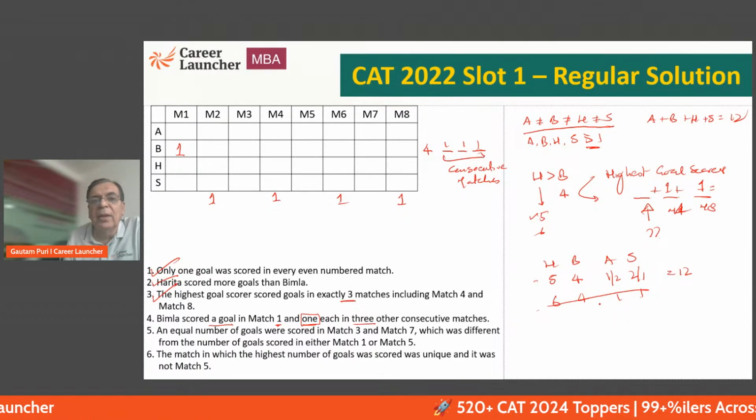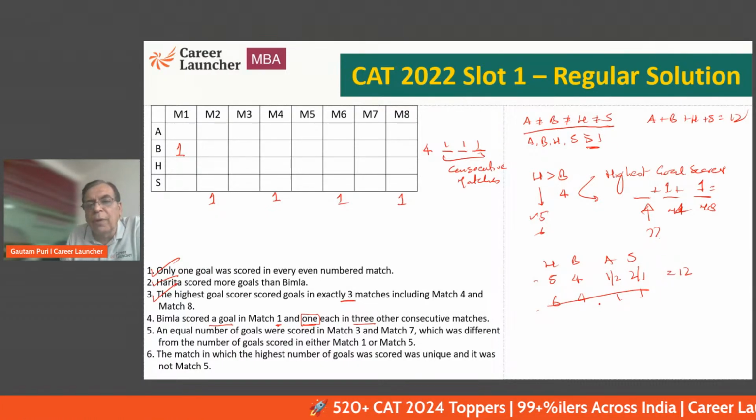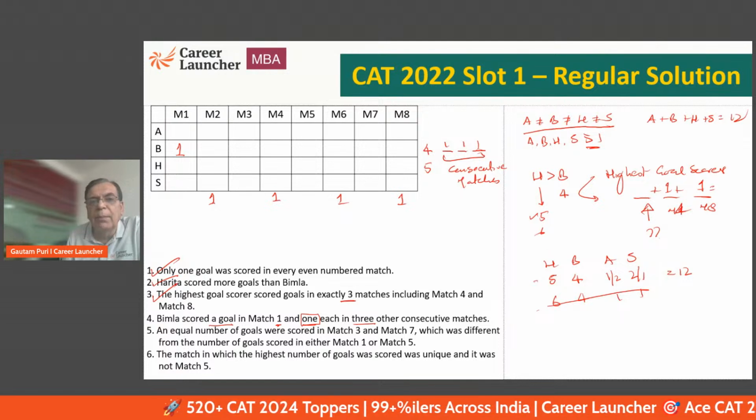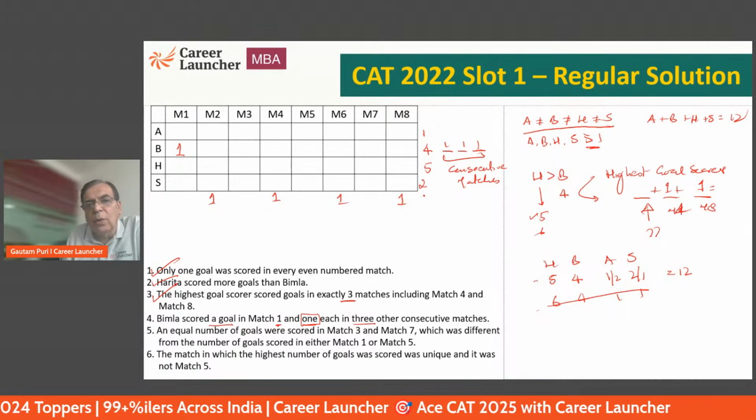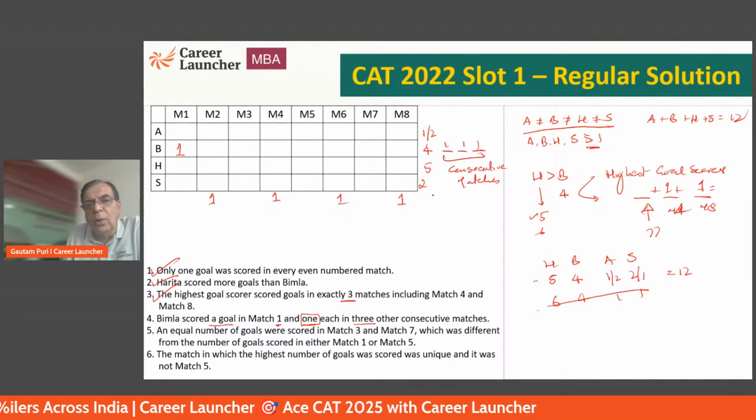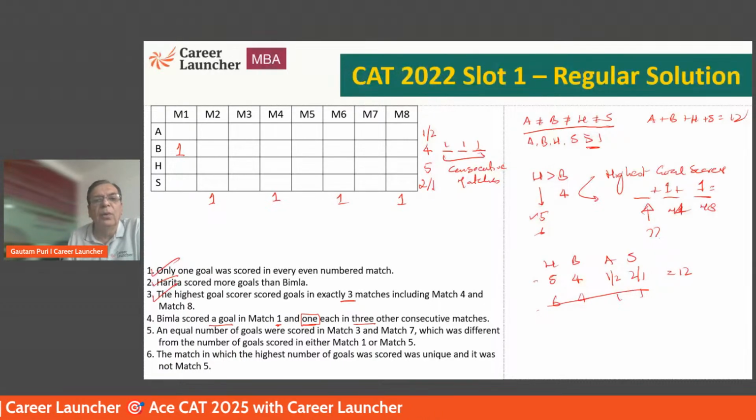What does that tell us? That Haritha has hence scored 5 goals. Bimla has scored 4 goals. Between A and S, if A has scored 1 goal, S will have scored 2 goals. And if A has scored 2 goals, S will score 1 goal. So this is what we need.